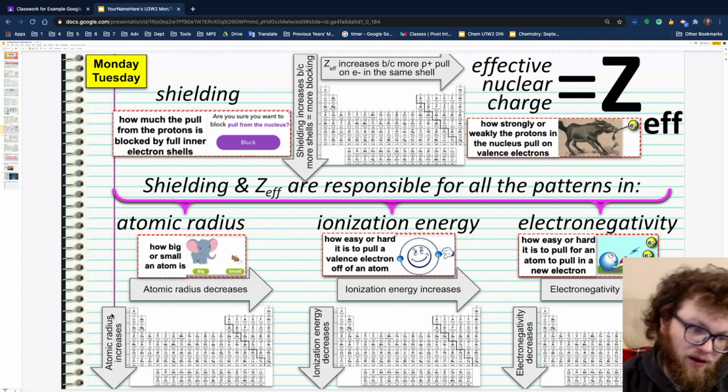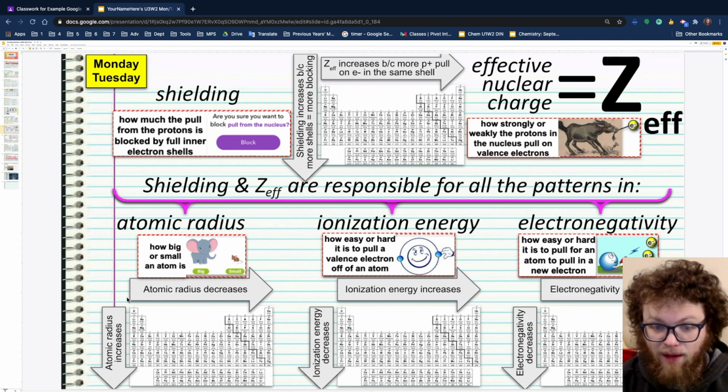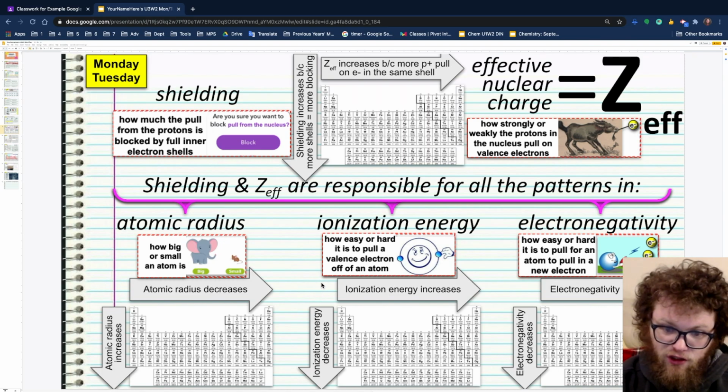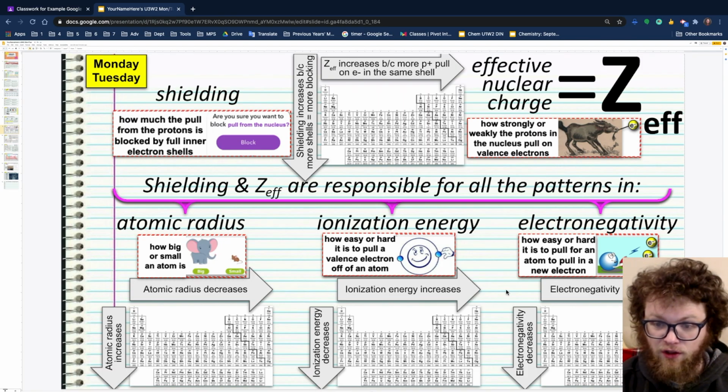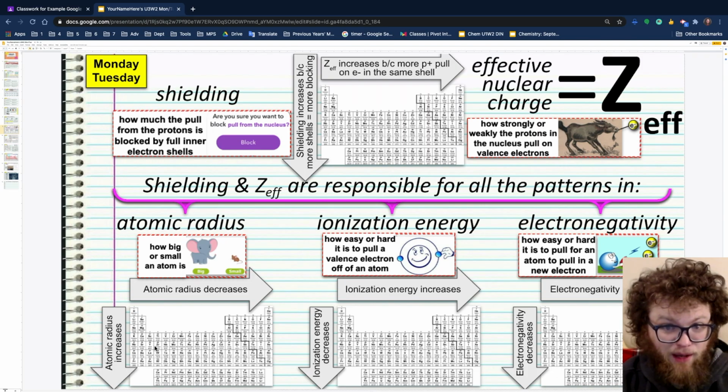So we can see for atomic radius, as we go down a group, atomic radius increases. As we go across a period, atomic radius decreases. For ionization energy, as we go down a group, ionization energy decreases. And as we go across a period, ionization energy increases, so kind of the opposite of atomic radius. And for electronegativity, as we go down a group, electronegativity decreases. As we go across a period, electronegativity increases. So the pattern appears to be the same for ionization energy and electronegativity, but different for atomic radius.